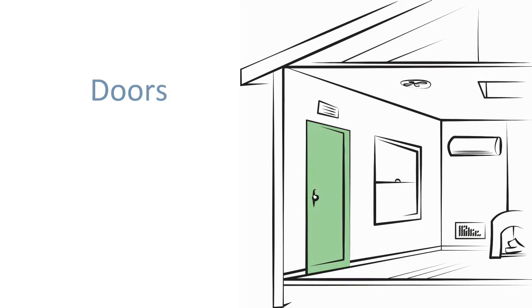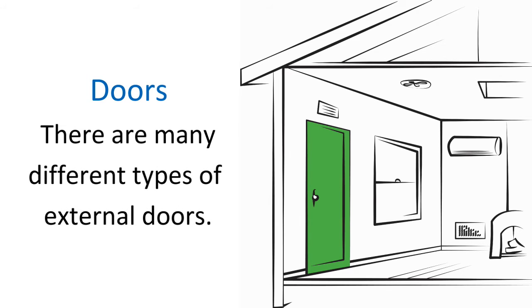We're going to look now at sources of drafts within a home. There are some major areas to look at. The first is doors. Of course, we're looking predominantly at external doors, and we're going to look at all the different types of doors there are and how they might be treated later on.